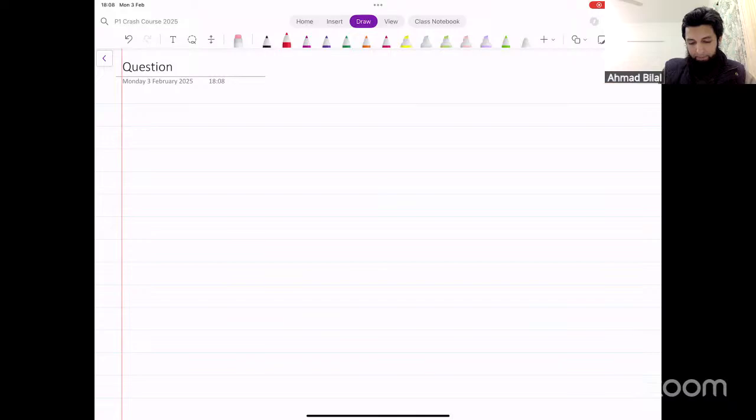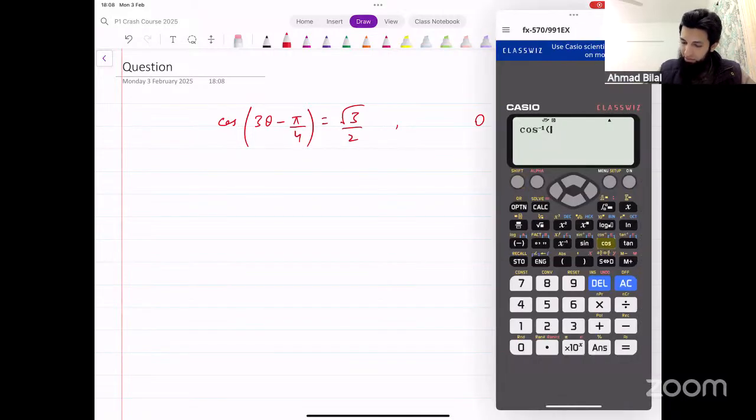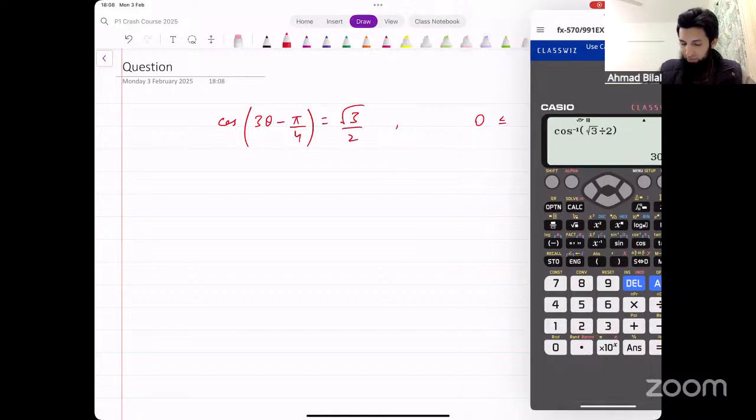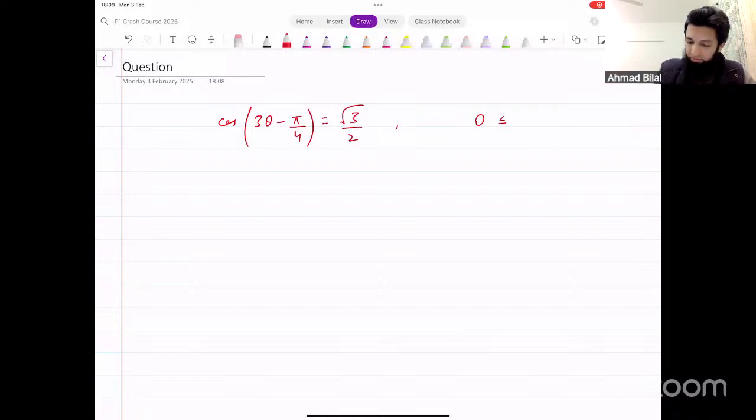Let's say you have a function like this. ASTC, so we can get something in the negative. So let's say you have cos of 3 theta minus pi over 4 equal to square root of 3 over 2, and the interval that you have is from 0 to pi. Cos inverse of root 3 divided by 2, what is that going to give us? 30 degrees. Will that fall in the interval? Yeah, okay, 0 to pi.